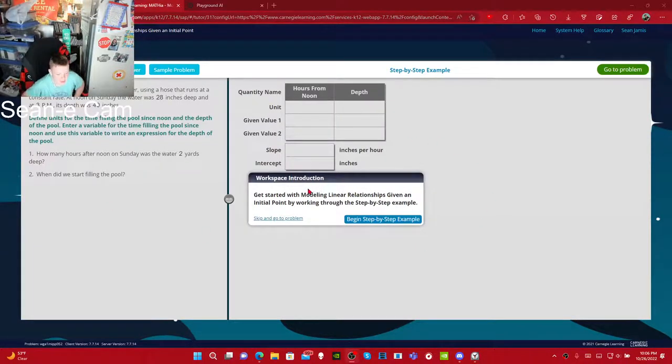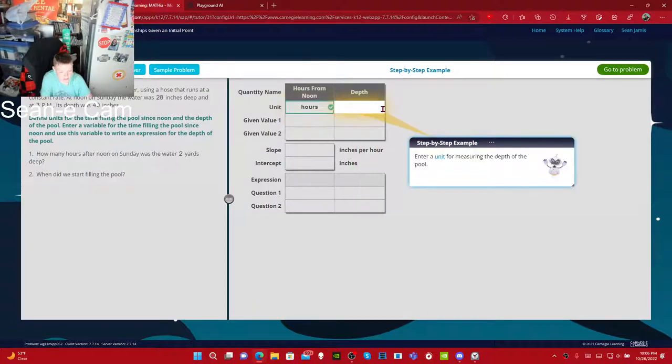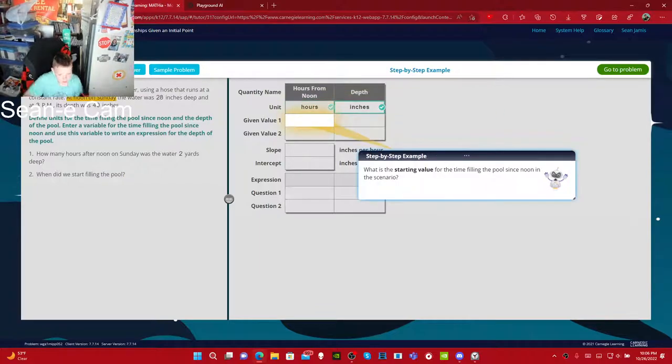Modeling linear relations given an initial point, for example in Mathia, as a unit for measuring the time filling the pool since noon. Yeah, all of those, I think. Yep. And the unit of measurement is inches. What is the starting value for the time filling the pool since noon?